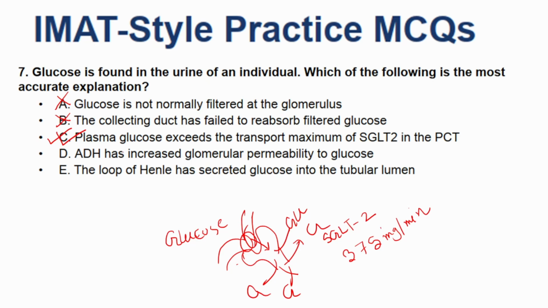Antidiuretic hormone selectively modulates water permeability in the collecting duct via aquaporin channels and has absolutely no biochemical effect on glomerular permeability to organic solutes like glucose. Option E. The loop of Henle is highly specialized for countercurrent multiplication and ion transport, playing zero physiological role in the active secretion or handling of glucose molecules.